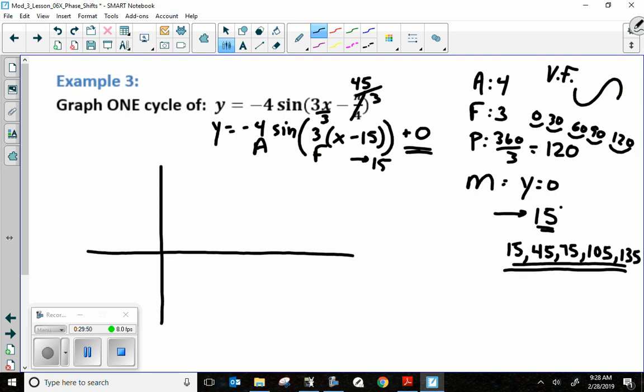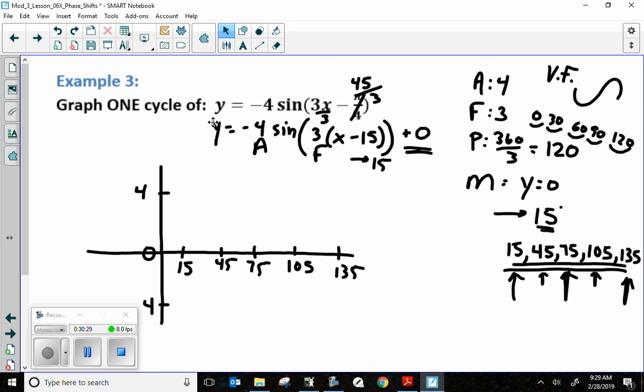Sine, this is where it's going to start. This is where it's going to end. This is going to be the middle. Then here are the high and low points, right? So let's do this. 0. I'm going up 4 amplitude and down 4. And then I'm going to end at 135. I'm going to start at 15. In between is 75. And then I have 45 and 105.